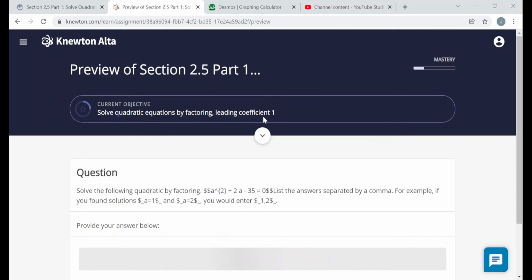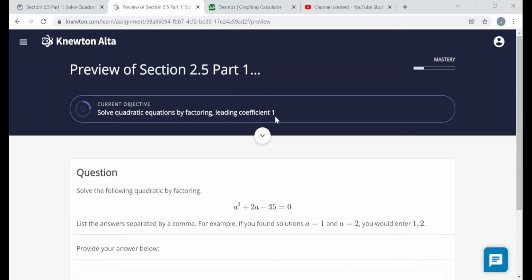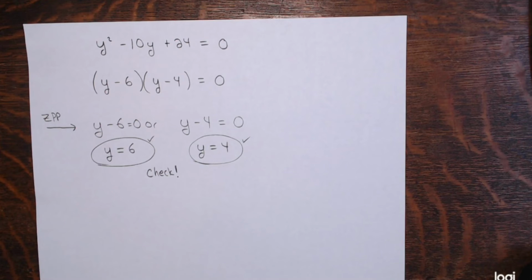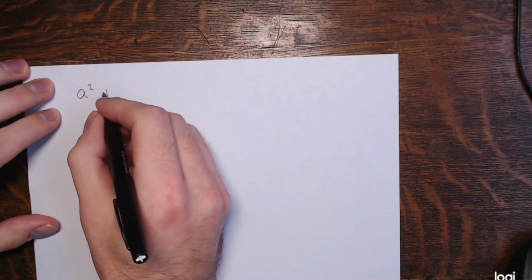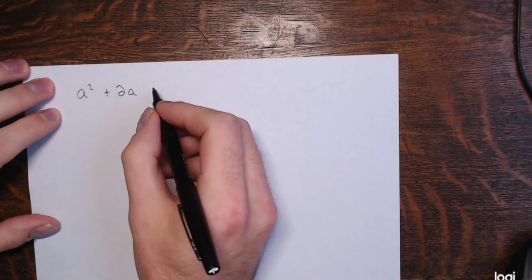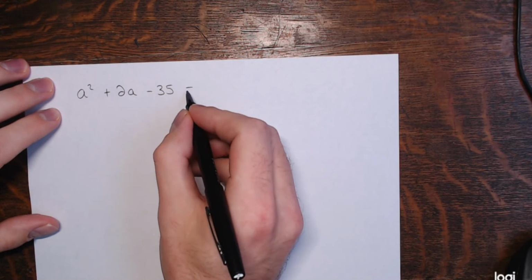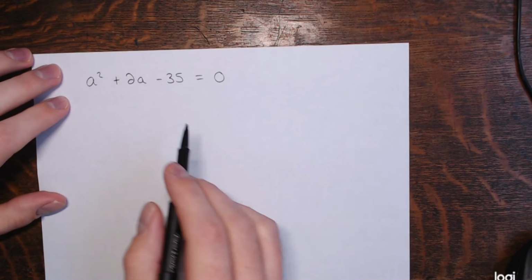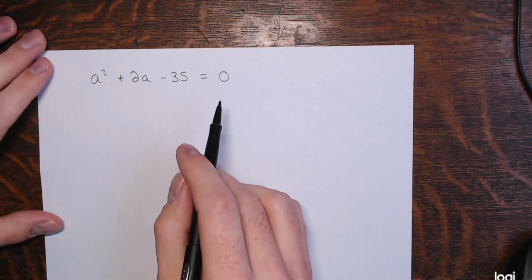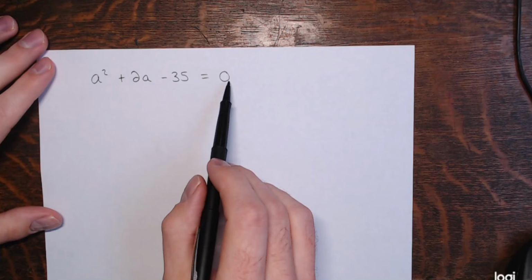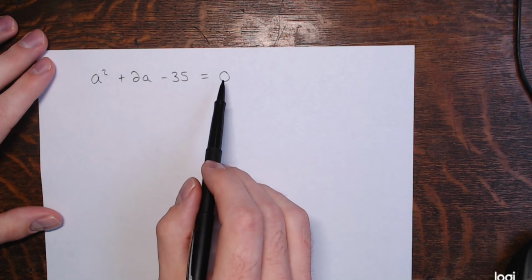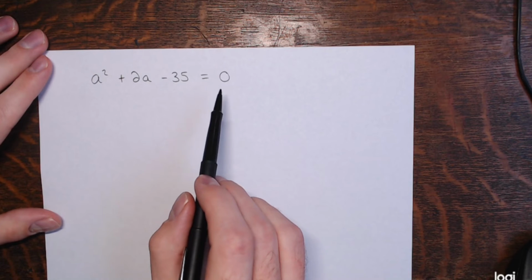Alright, so still in this objective where the lead coefficient is going to be 1, so hopefully the factoring is easy. Solve the equation. Let's write this equation out: a squared plus 2a minus 35 equals 0. Once again, it's already starting the way I want it to start, everything on one side and 0 on the other.